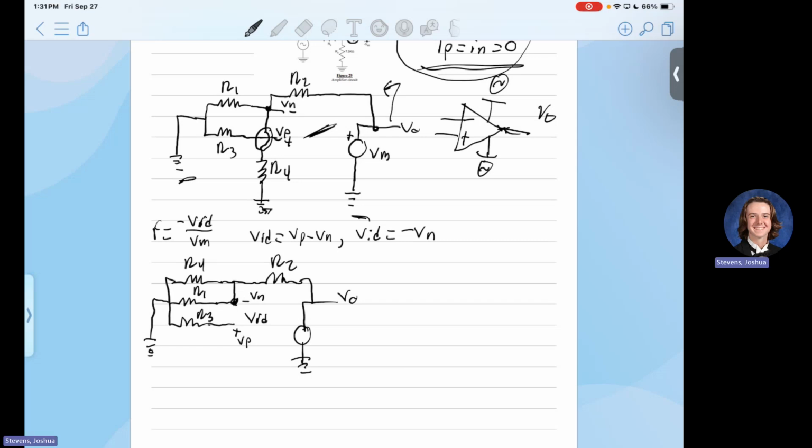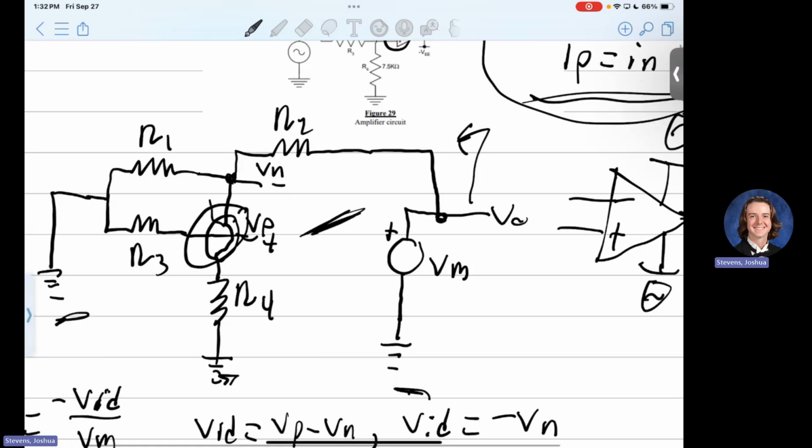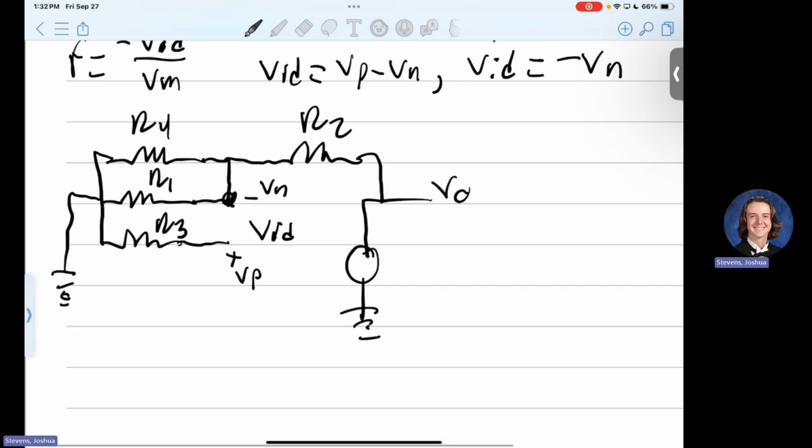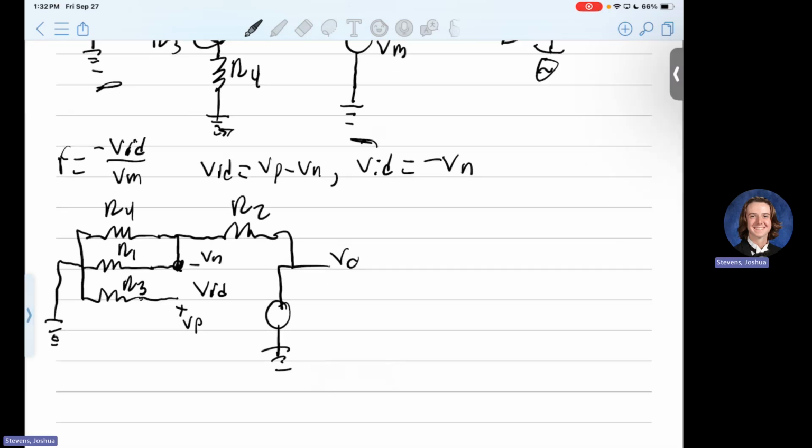I'll explain a little bit. This jump here, the only thing it's actually tied to is this node right here, which is R2 and R4. But it is in parallel with R1 if you redraw the circuit like I did. This basically moves right here, and it's still in the same area. It's tied to VN and it's still tied to ground. So what I did looks right to me, and it helps us figure out what we need.